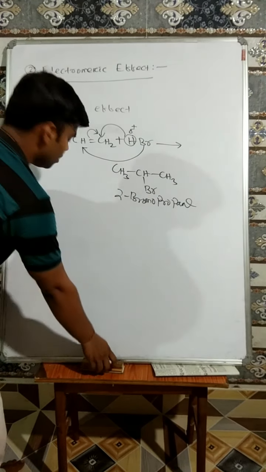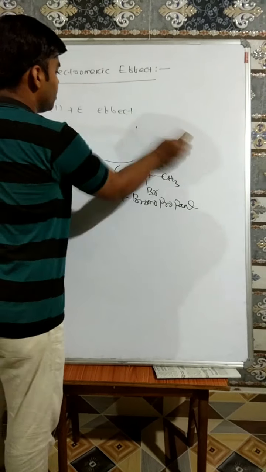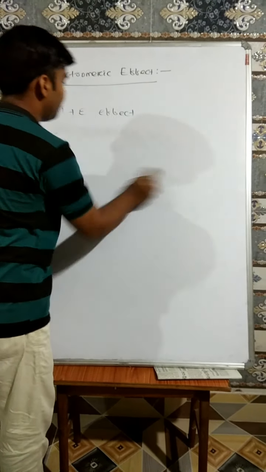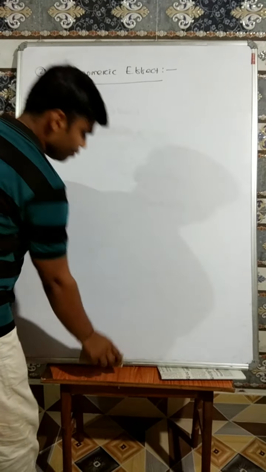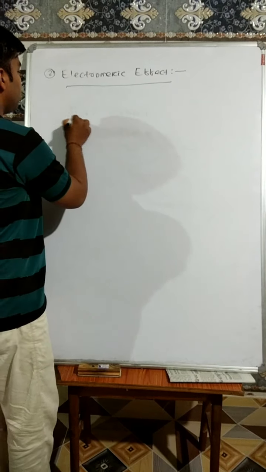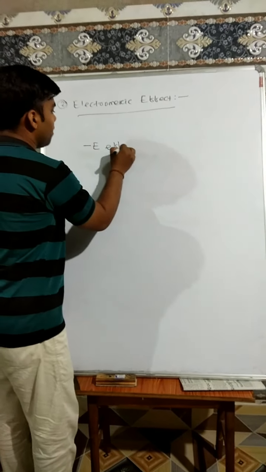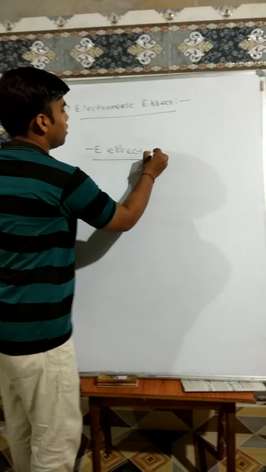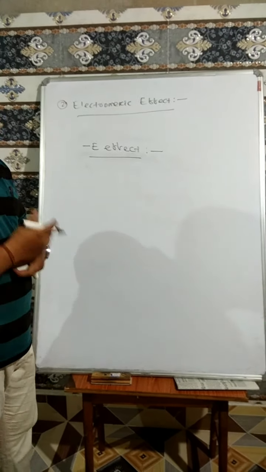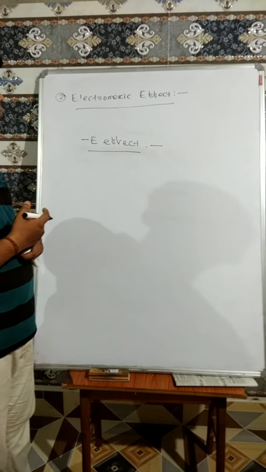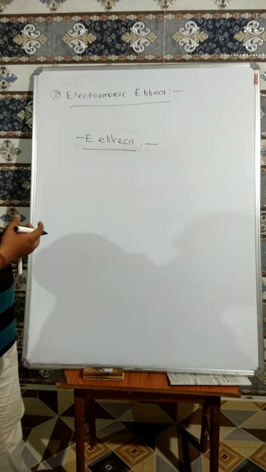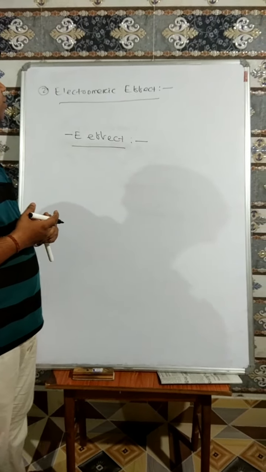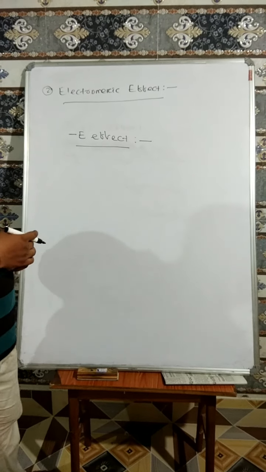And now I'm going to the minus E effect or negative electromeric effect. The minus E effect: if the complete transfer of a pi electron takes place by the attack of a nucleophile, then such an effect is called a negative electromeric effect.